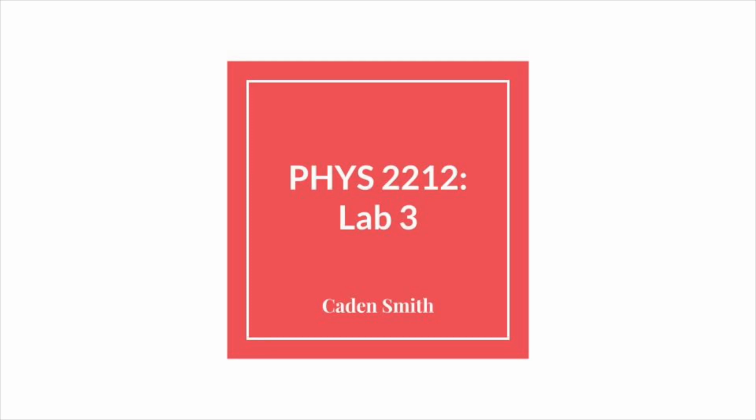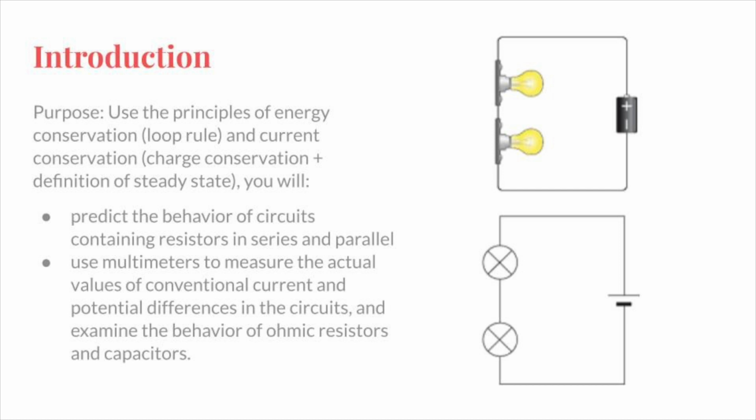This is my Physics 2 Lab 3. The purpose of this lab is to use the principles of energy conservation, otherwise known as the loop rule, and current conservation, otherwise known as charge conservation. We will predict the behavior of circuits containing resistors in series and parallel, and use multimeters to measure the actual values of conventional current and potential differences in the current circuits, and examine the behavior of ohmic resistors and capacitors.